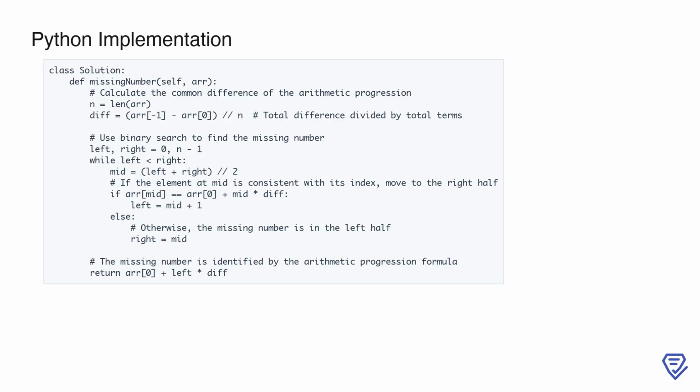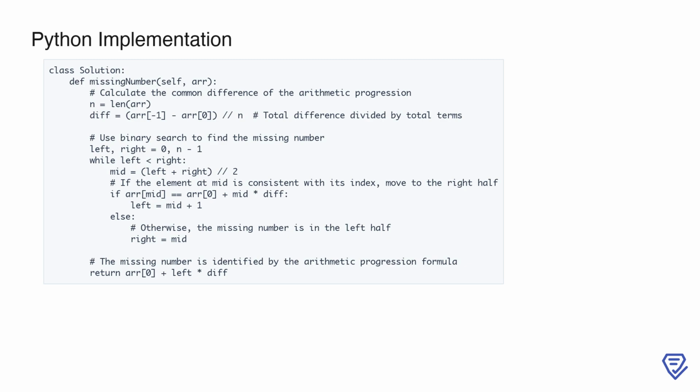Next, a binary search is initiated with pointers left and right set to the start and end of the array, respectively. The goal is to narrow down the range to the missing element. At each step, the mid-index is calculated as the midpoint of the current range.